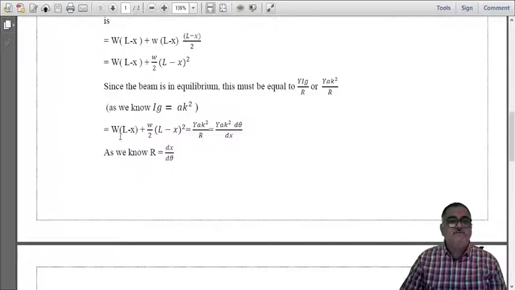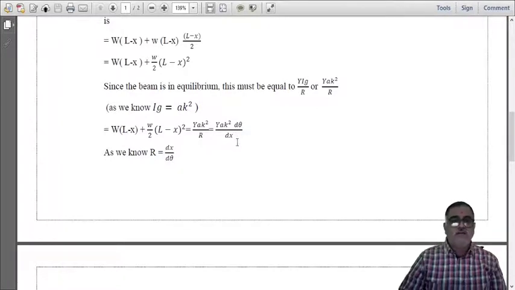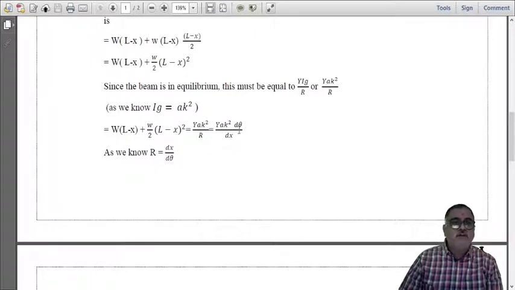Friends, therefore by putting the value of Ig equal to a k square, this whole quantity W(L minus x) plus w by 2 (L minus x) square equals Y a k square by R. And see, this R is nothing but dx by d theta, as we know d theta is a small angle due to the depression which we are getting, and dx is a small displacement.